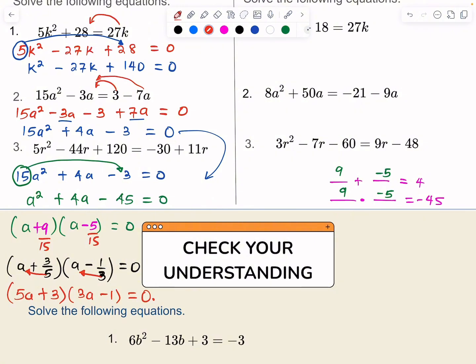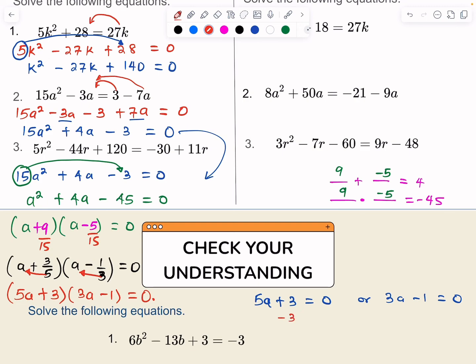The next thing I have to do is to use the zero product property. The zero product property says that 5a plus 3 is equal to 0, or 3a minus 1 is equal to 0. And then let's solve for a.